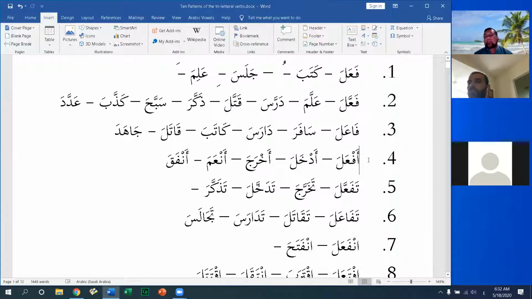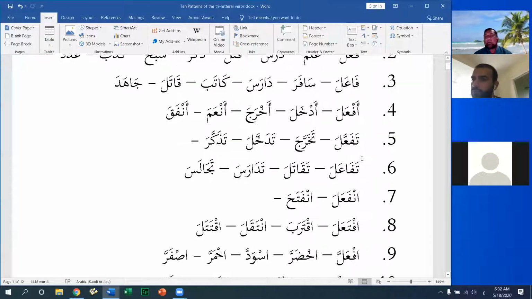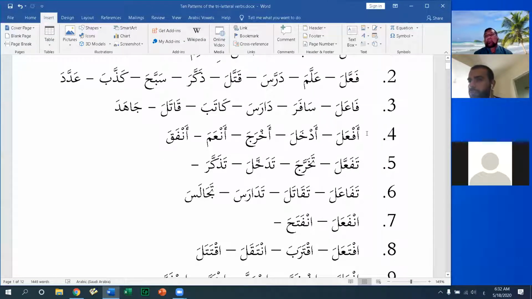2, 3, and 4. The ya, which is the mudari, you can call it that, the present tense letter, that first letter, would have a dhamma. For the second, third, and fourth pattern, all the rest have fatha. So it would be yufa'ilu, yufa'ilu, yufa'ilu. So you see the ya has a dhamma. It would also be tufa'ilu and nufa'ilu and ufa'ilu. The rest will have fatha.